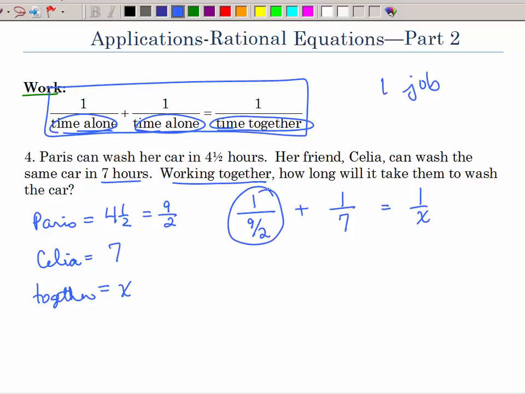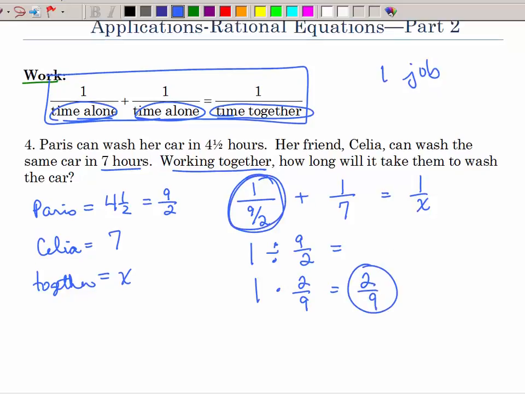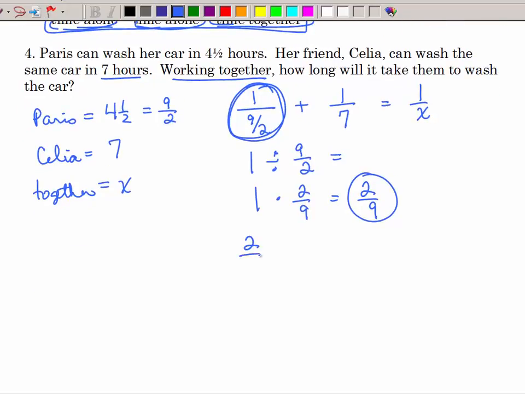Now let's talk about that. That's pretty ugly. What does that really mean? That means 1 divided by 9 over 2, which means 1 times 2 over 9, which is just 2/9. So I'm going to replace this with that and rewrite this equation. So I have 2 over 9 plus 1 over 7 equals 1 over x. So how do we solve for x?